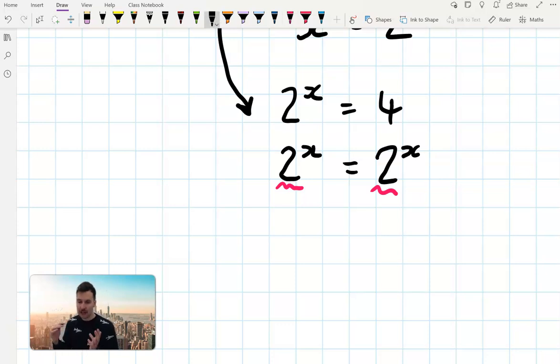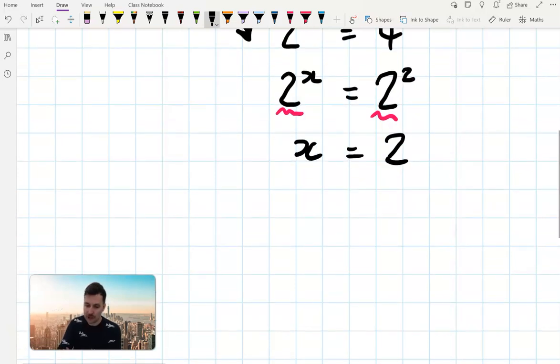And then I can use that relationship to help me solve it, not 2 to the power x, but 2 to the power 2. Good catch if you spotted that at home. So now we've got it in that format, 2 to the power x equals 2 to the power something, so we can say that x is going to be equal to that something, which is 2.